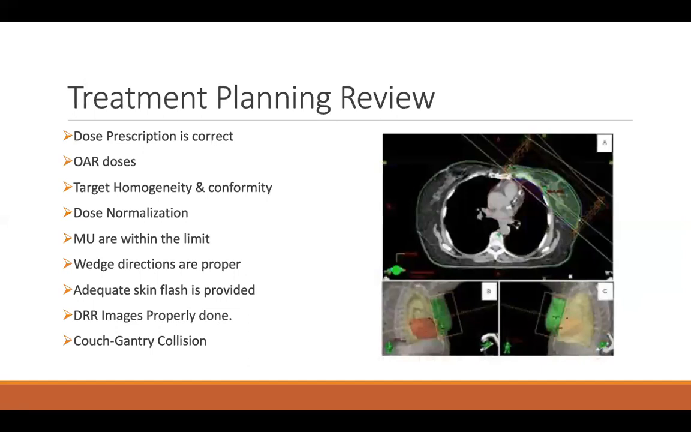And then treatment planning review. In treatment planning review, dose prescription has to be checked carefully. Target homogeneity and conformity should be checked. Dose normalization should be clearly mentioned. Monitor units are within the limit. Beam direction should be properly checked. Adequate skin flash should be properly checked. DRR image properly done or not should be checked. Couch entry correlation should be checked before treatment.